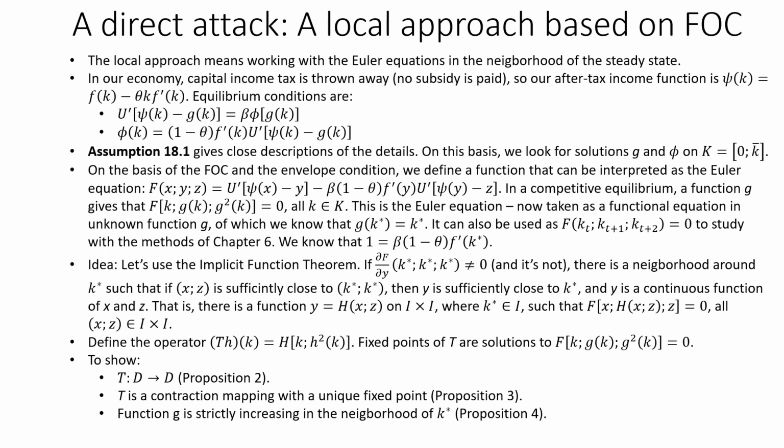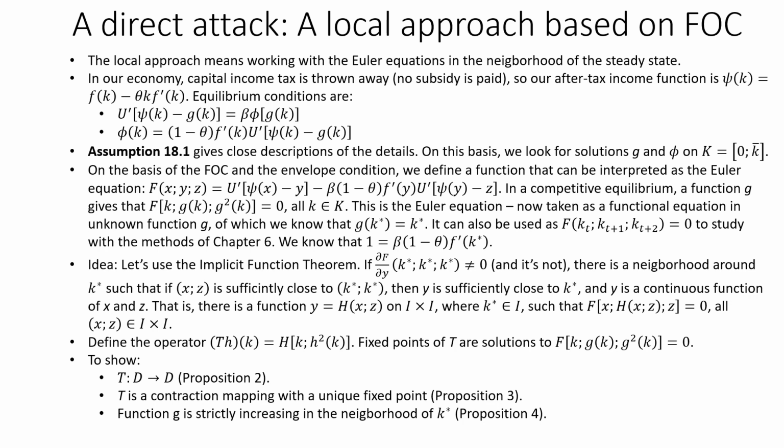Capital income tax is thrown away, so there is no subsidy paid to the agents, to the households in this economy. So on this basis, our after-tax income function is the following. Related to the previous examples, we have two equilibrium conditions: the first order condition with the previous notation and the envelope condition.